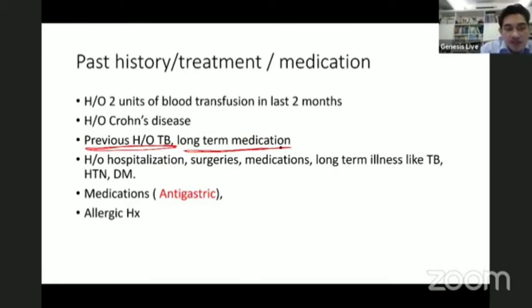Crohn's disease is usually a chronic disease. So ask the patient, is he having any chronic abdominal conditions or not? It should support a disease like Crohn's disease. In case of malignancy, we talk about blood transfusion, because carcinoma cecum is one of the causes of anemia, right? Hospitalizations, surgeries, these are all very important. Medications, allergic histories, these are all important.